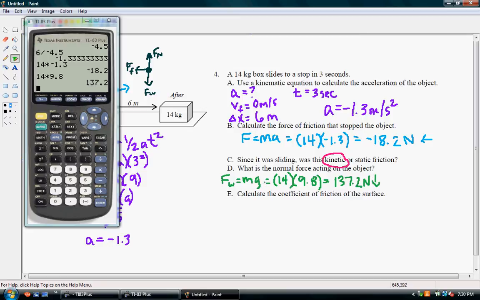But we're not trying to solve for the force of weight, we're trying to solve for the normal force. So if the force of weight is 137.2 newtons down, the normal force is going to equal 137.2 newtons up. Alright, so there's our normal force.